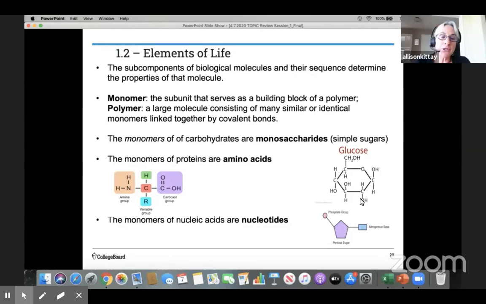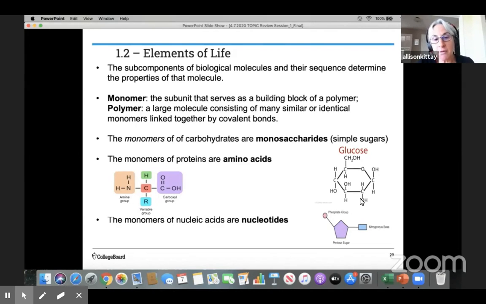So I want to introduce those terms that I told you should be familiar with, just in case you forgot. And these are the terms monomer and polymer. Monomer is the subunit that serves as a building block of a polymer. So mono means one, poly means many. So a polymer is a larger molecule that's made up of many similar or identical monomers that are linked together by covalent bonds. And I'm going to give you examples in each of the groups of organic molecules.